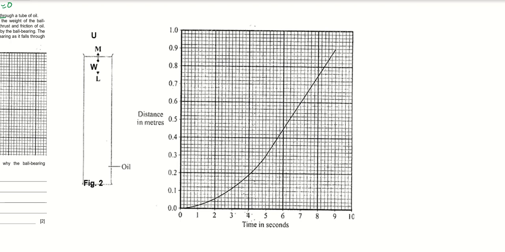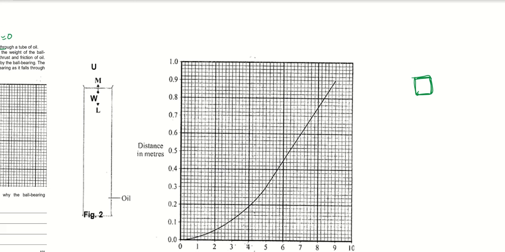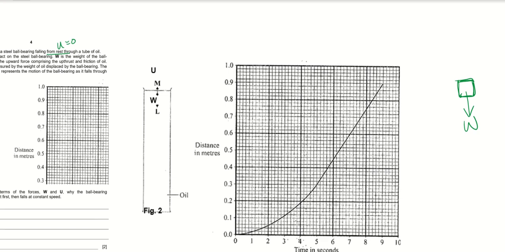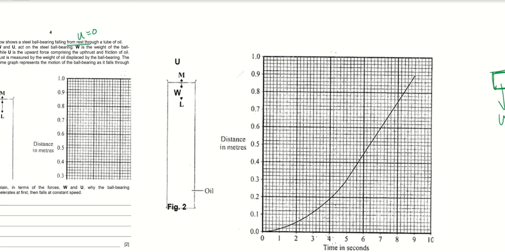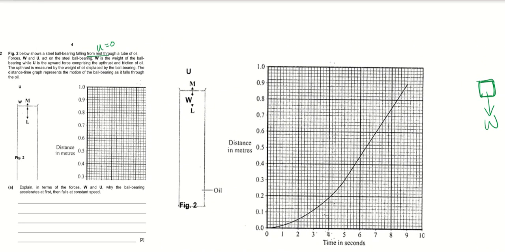Now they want us to explain in terms of the forces W and U why the ball bearing accelerates at first, then falls at constant speed. So I will need to draw a free body diagram. This is the ball bearing. Initially, it has weight. Yeah, it always has weight. And it was initially released at the start.